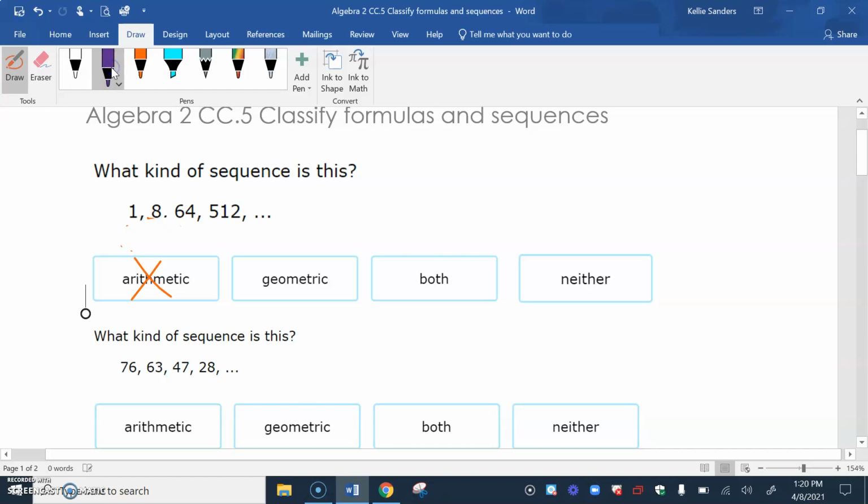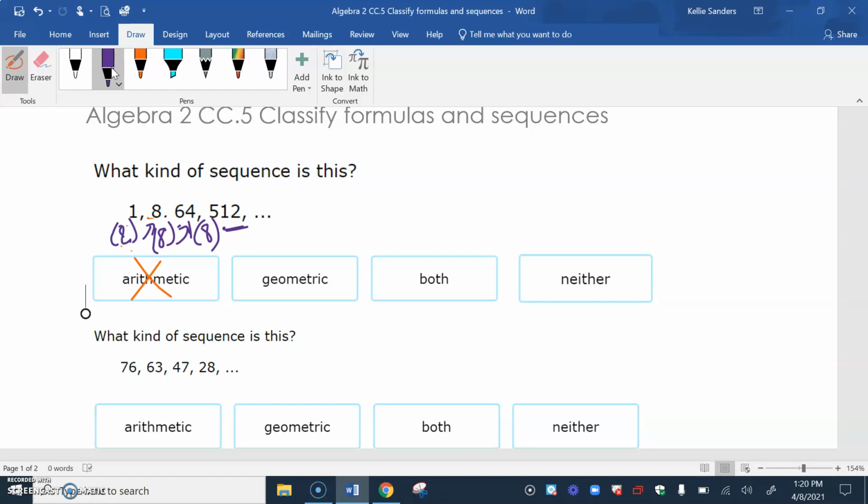Okay, so what else can we do? Can we multiply? Yeah, if I multiply 1 times 8, what am I going to get? 8. If I multiply 8 times 8, what am I going to get? 64. And if I multiply 64 by 8, I'm going to get 512. So if I'm multiplying the same number every single time to get to the next term, it is geometric.